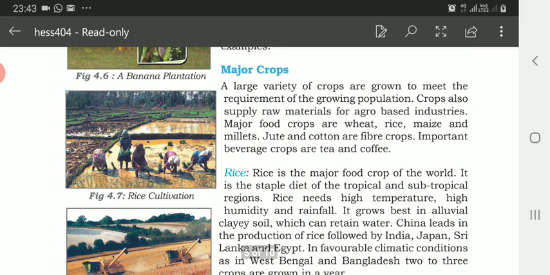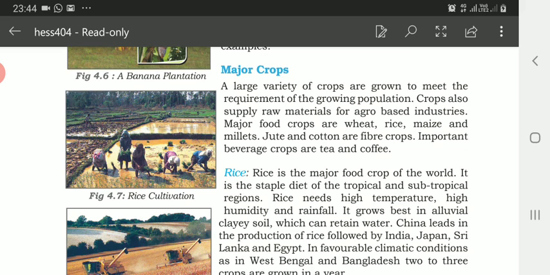So, students, as you know very well, large varieties of crops are grown to meet the requirement or the needs of the growing population. Day by day, the population is increasing, and this growing population requires a huge amount of food as well as different crops. Crops also supply raw material to a number of industries, and these industries are basically agro-based industries. Major food crops are wheat, rice, maize, and millets; jute and cotton are the fiber crops.